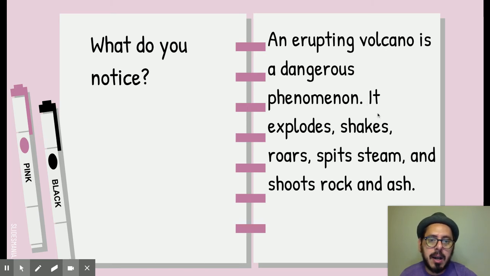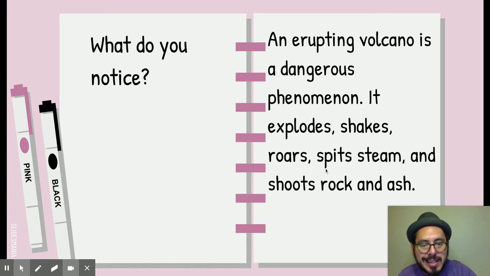Now, the second sentence has a kind of list of things. And if you notice, it starts with a pronoun, and then it lists all of the things that the volcano does: explodes, shakes, roars, spits steam, and shoots rock and ash. And every item, everything that it does, is separated by a comma. That's what we do when we list things, properties, or items in a list. But if you notice at the end, we have a comma and then the word and, shoots rock and ash.